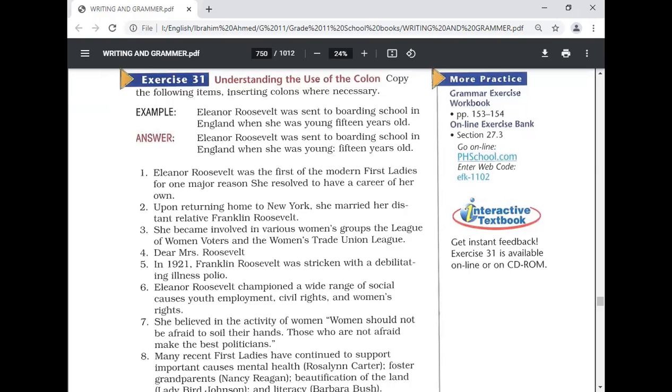Eleanor Roosevelt was the first of the modern first ladies for one major reason. We have a capital S, so we need a colon before this word here. Number two, upon returning home to New York, she married her distant relative. What's his name? Here it's an appositive, Franklin Roosevelt. So before Franklin here, we put a colon. Number three, she became involved in various women's groups: the League. We have examples or details of these groups, so we put a colon before the word the here.